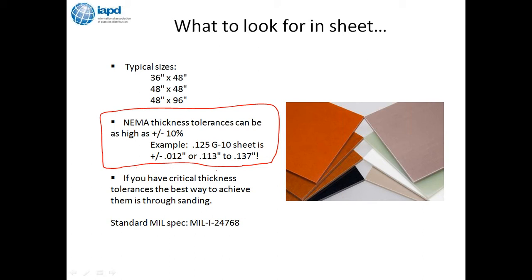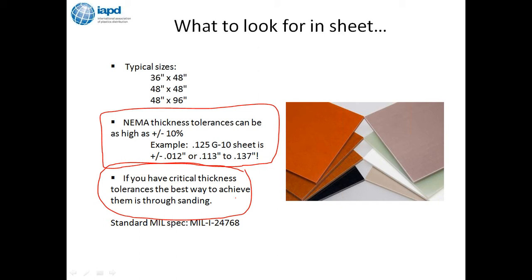Really the best way to achieve those tolerances, if you need them, is to sand that material down. That way you can provide a customer a finished part or material that's pretty close to his finished size. Saves them some money and also saves them some machining time. Again, the standard is MIL-I-24768.